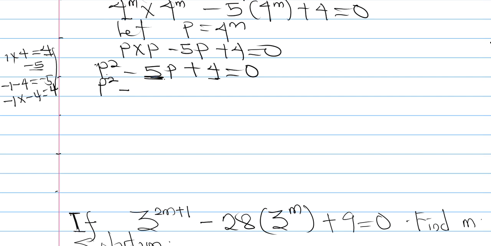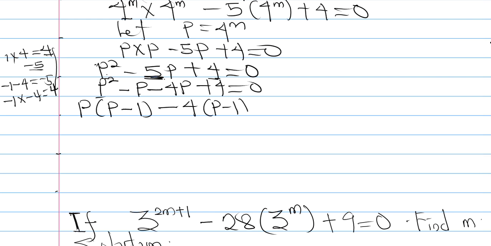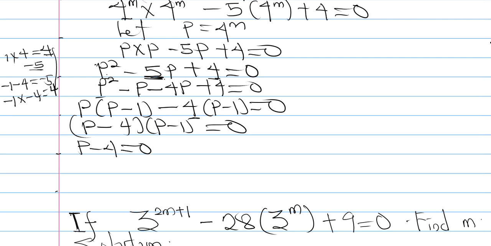I can now say p square minus p minus 4p plus 4 equal to 0. Let's factorize this thing out. P into p minus 1 minus 4 into p minus 1 equal to 0. P minus 4, right, into p minus 1 equal to 0. Yeah, you can say p minus 4 equal to 0, or p minus 1 equal to 0. That is p equal to 4, or p equal to 1, right?